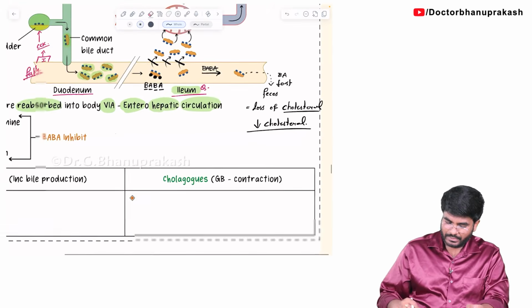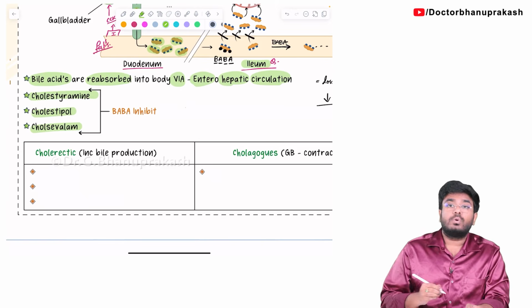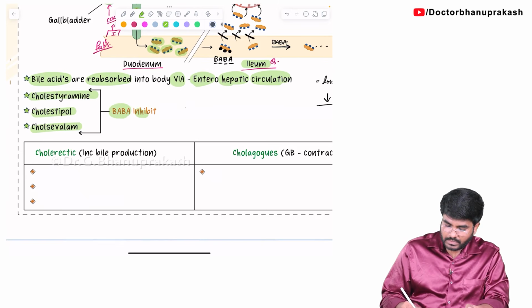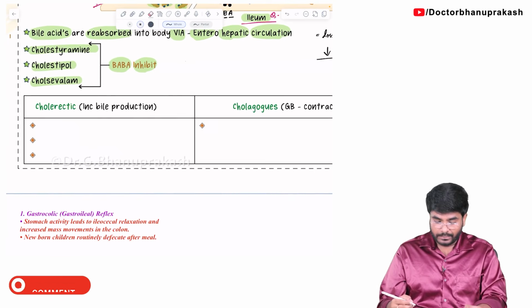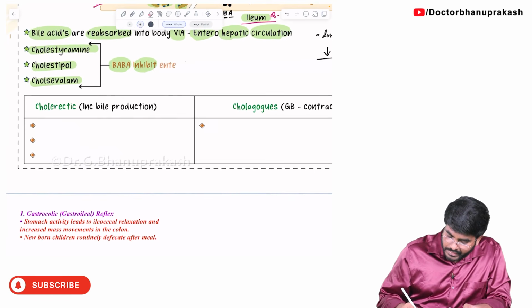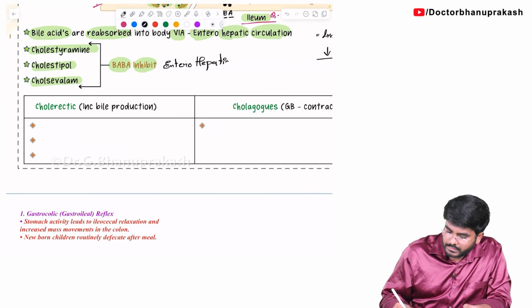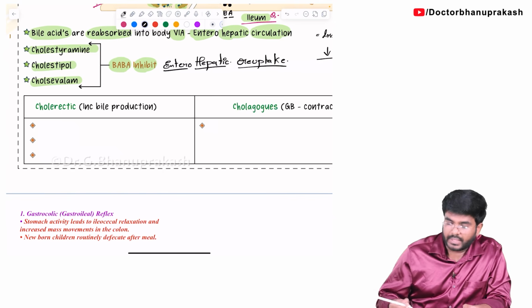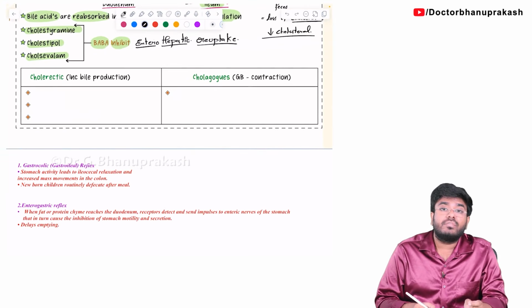These are the BABA drugs: drugs like cholestyramine, colestipol, colesevelam. What do they inhibit? These drugs inhibit the enterohepatic reuptake process, guys. Okay, done. Next, these drugs are used in the treatment of which condition, guys?